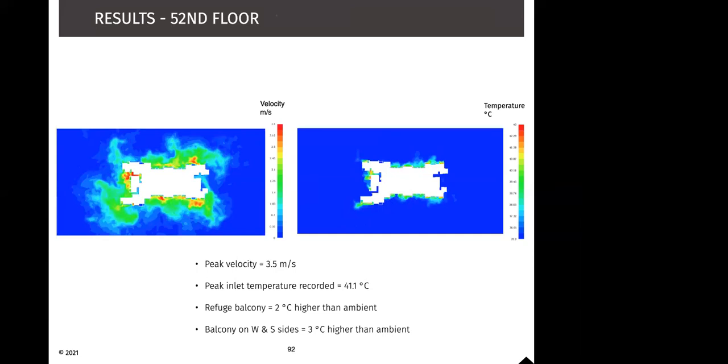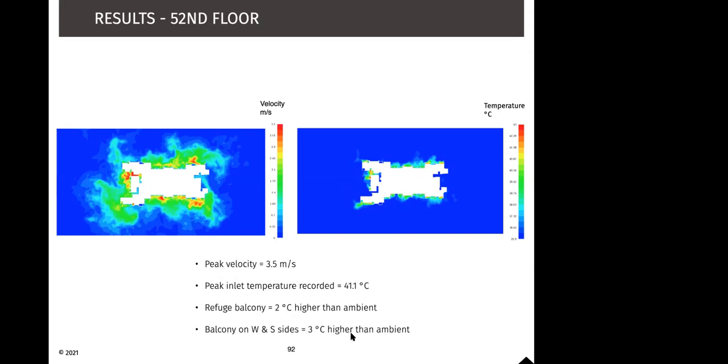So for the top floor, 52nd floor, if you were to consider that, that is the flow which is enveloping the building, which is purely due to the ODU heat. And the heat from the ODUs are now peak at 43 degrees. So we see a peak velocity of 3.5 meters per second at the top of the building, with a peak inlet temperature recorded at 41.1 degrees centigrade.